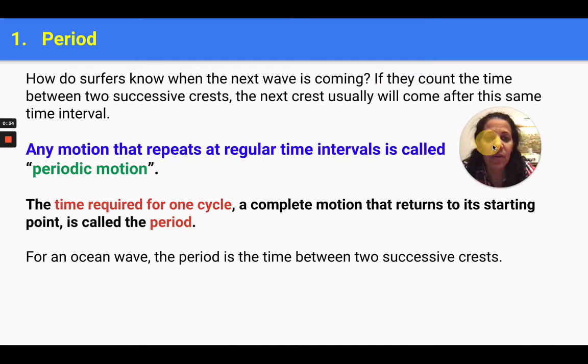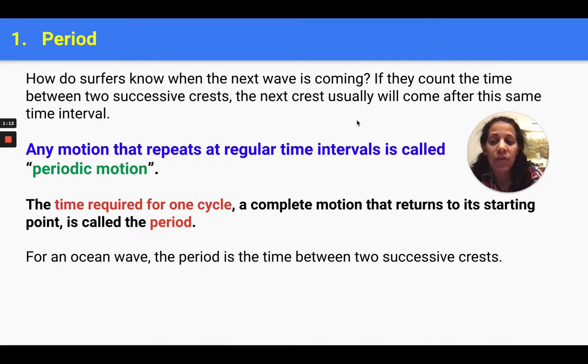So number 1, the period. If you've ever seen people who surf, I'm sure you've seen those on TV and some of you have tried it. Surfers know how to catch the next wave by counting the time between two crests of the wave. The crest, remember, is the highest point of the wave. If they count the time between each wave, they can predict when the next wave is coming, and then they can catch it. So any motion that repeats at a regular time is called a periodic motion. That means it's repeated in a regular way.